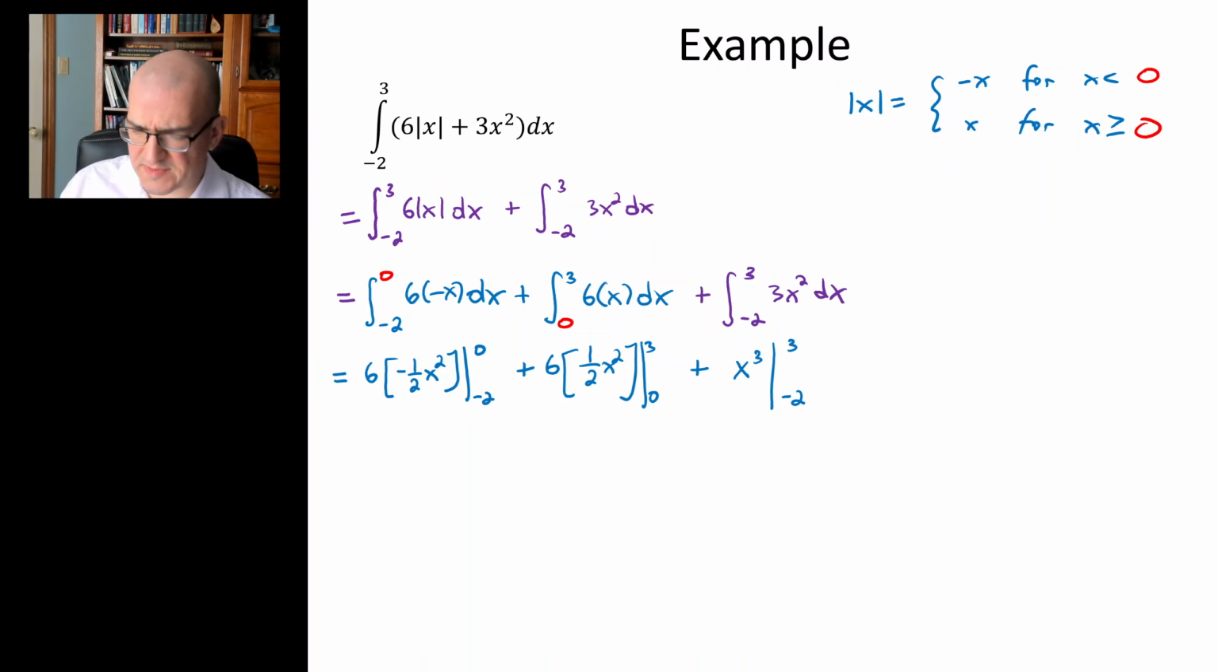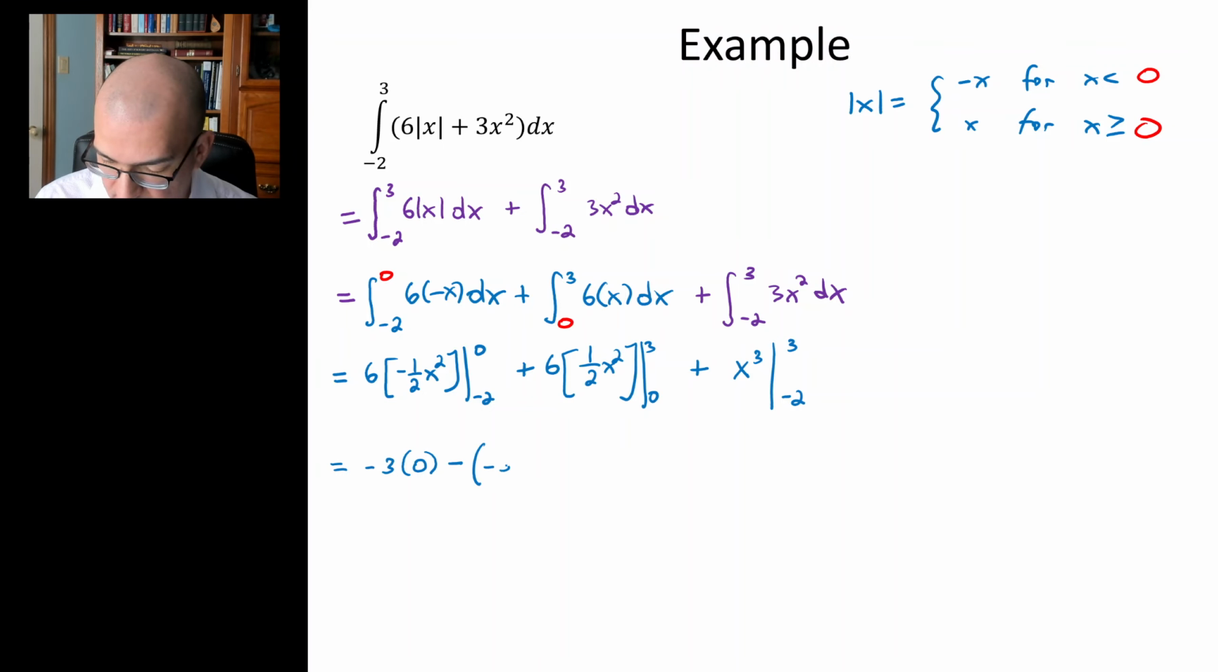And these evaluations may not be very nice. We're going to have to be careful. So we have -3 multiplied by 0, and then subtract -3 multiplied by -2 squared.